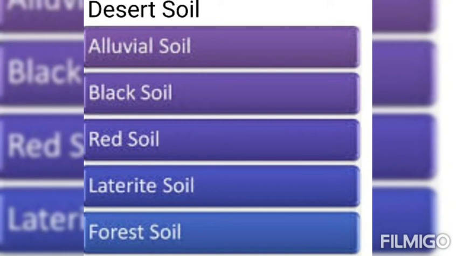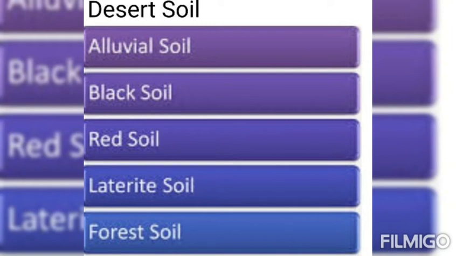Desert soil is highly infertile. It contains a lot of sand particles which do not absorb water. Next, alluvial soil, the best soil, which is formed by the interplay of rivers. It is formed due to the sediments brought by the rivers. It has the right amount of sand, silt and clay, and any kind of crop can be grown in alluvial soil.